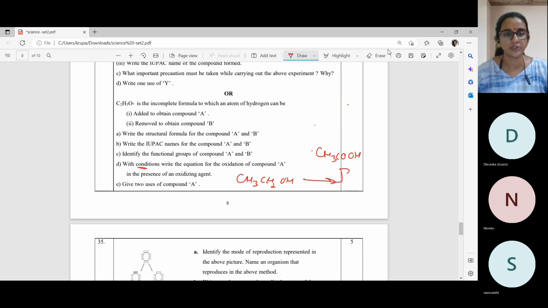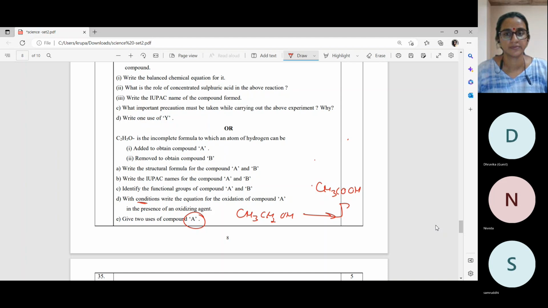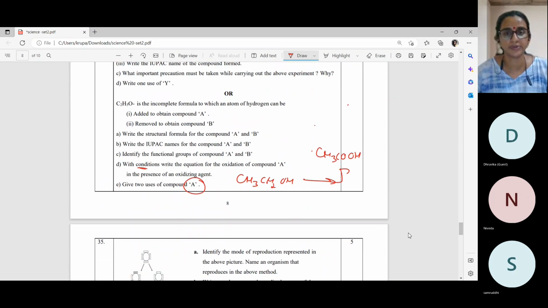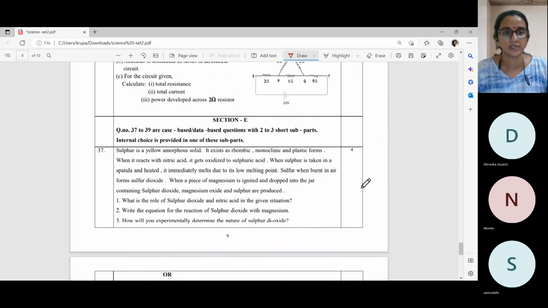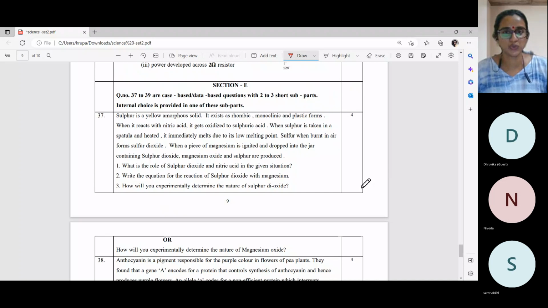Awesome. Okay, 2 uses of A, 2 uses of ethanol. It is used as an ingredient for alcoholic drinks. It's also used as an antimicrobial agent, or antiseptic agent. I'm not sure if you people have learned of that. You can also talk about it being utilized for the formation of esters, because esters play a huge role in the perfume industry. So it's also utilized for formation of esters.